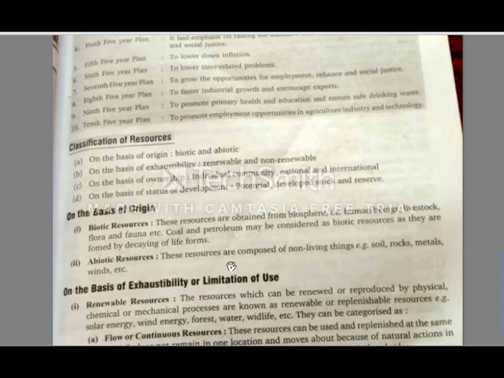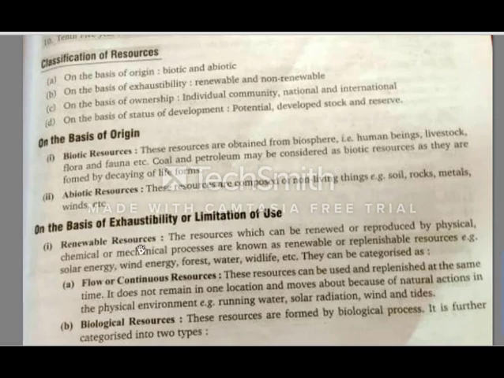I have told you before. Next, on the basis of exhaustibility or limitation of use, how much we can use them. This is the right word, limitation of use, how much we can use them, in how much limit they are on the earth. First we will talk about renewable resources. Here you can say renewable and non-renewable resources. So first we will see renewable resources.